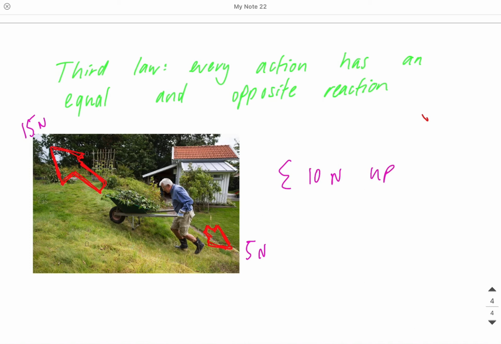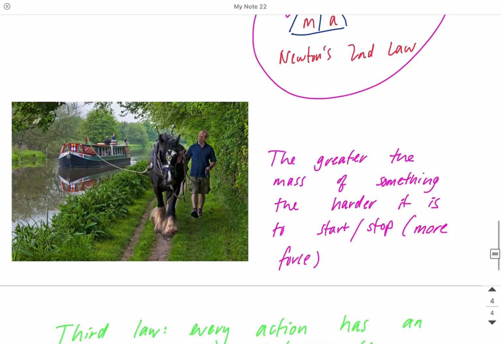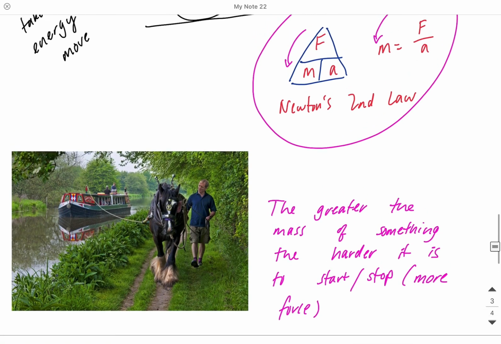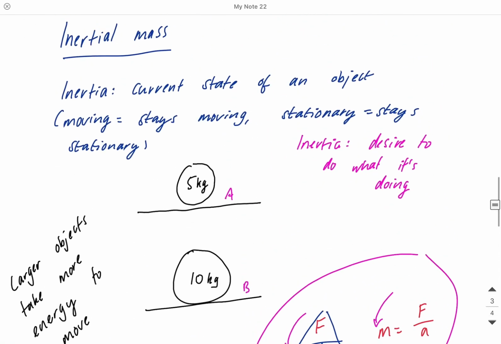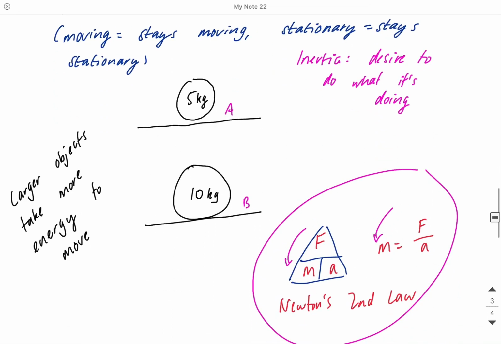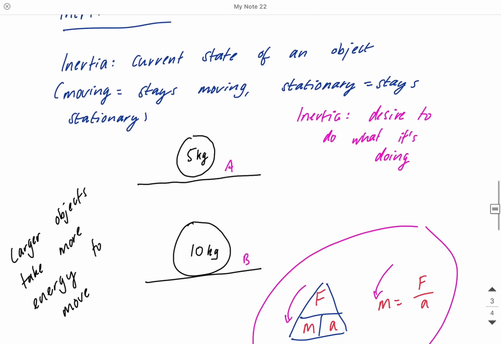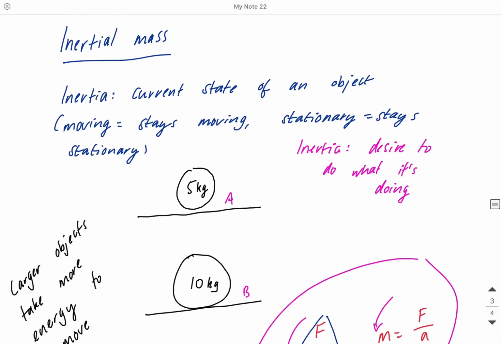Hopefully that helps a little bit. Hopefully that makes sense. A couple of questions and a bit of review in the form here. But just think of inertial mass as the mass from Newton's second law, and think of inertia as the desire of an object to do what it is currently doing. If it's stationary, it wants to stay like that. If it is moving, it wants to stay like that. Okay, thank you.